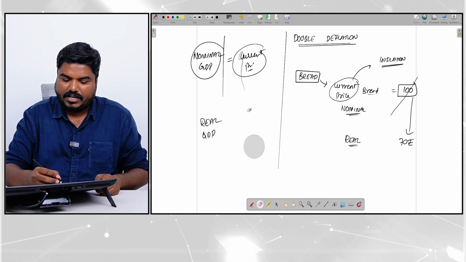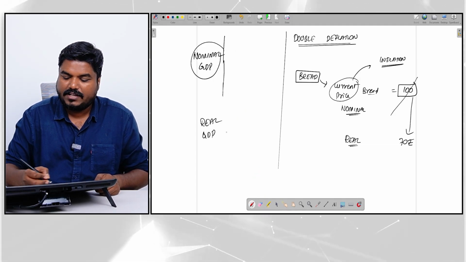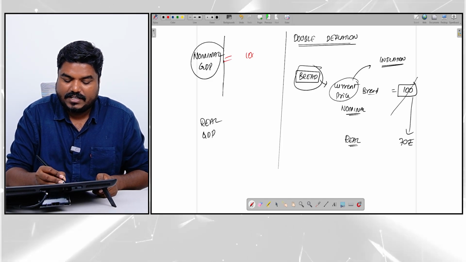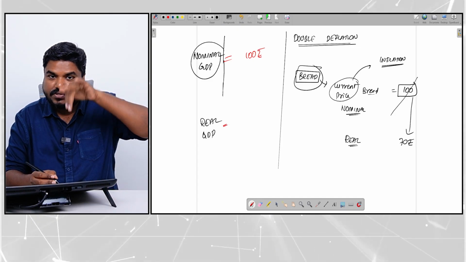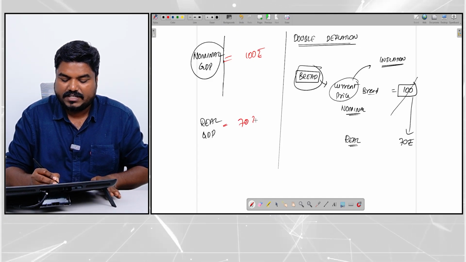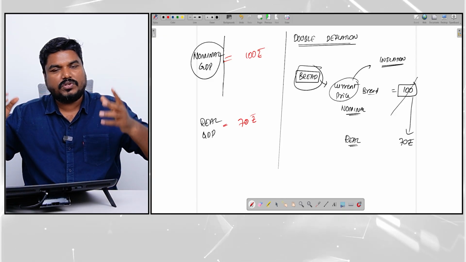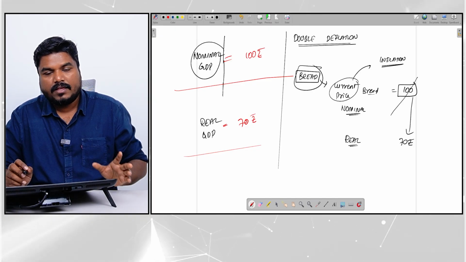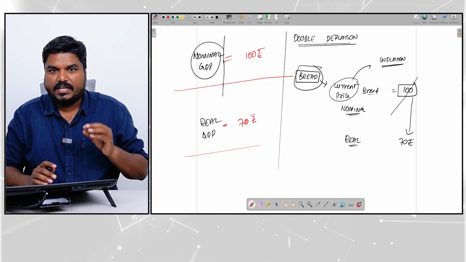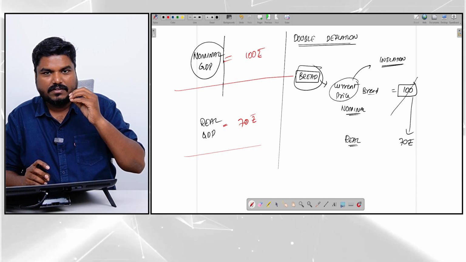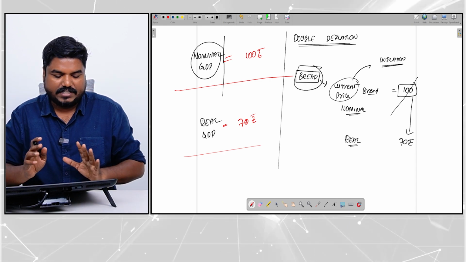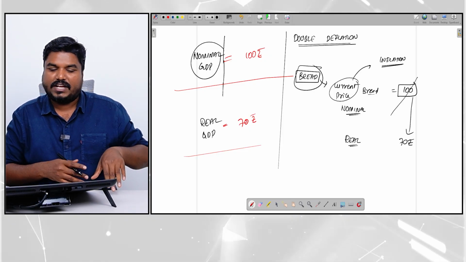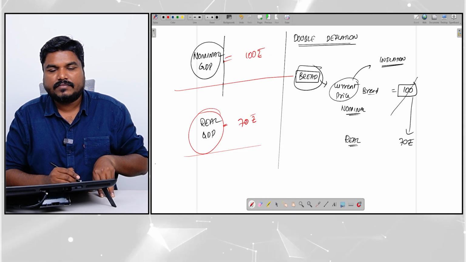So assume that in the country only bread is being produced. So nominal GDP, let us say 100. After adjusting it for inflation, real GDP, assume it is 70 rupees. Assume that the country is producing only 1 pack of bread. The nominal GDP is 100, real GDP is 70. So this is deflation. With the help of the base year concept, we will be doing this deflation. Deflation means I am adjusting the nominal prices for inflation. So we will be getting the real prices.